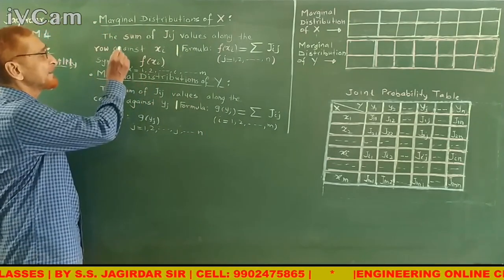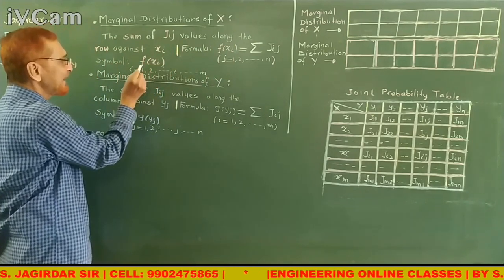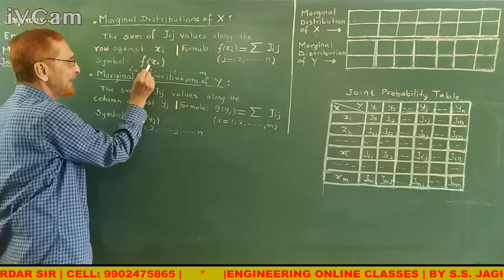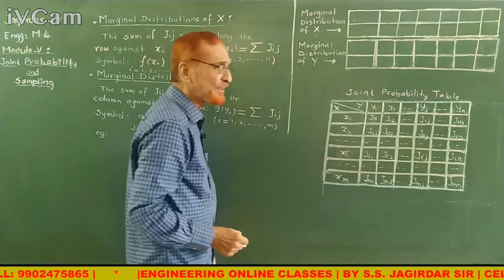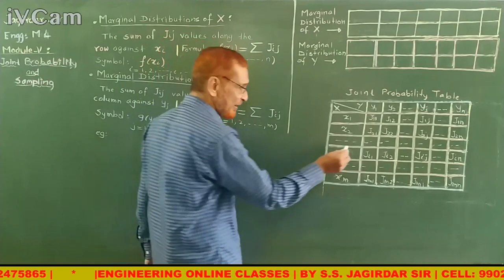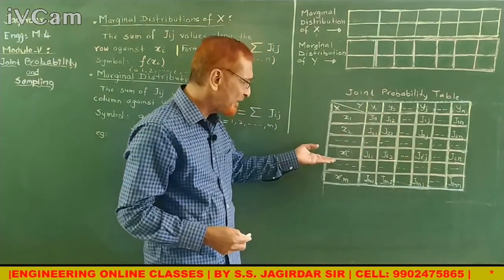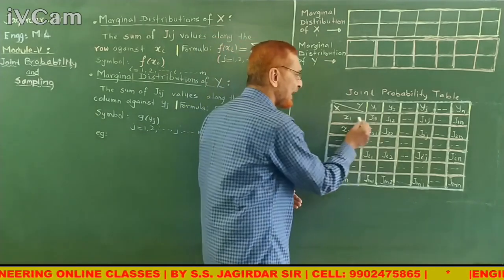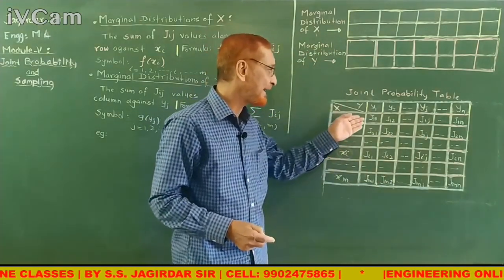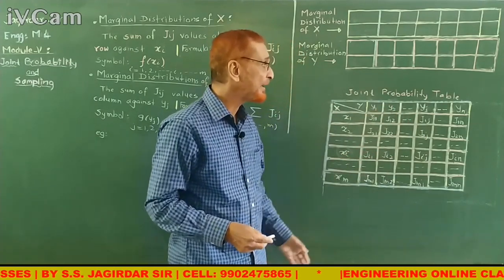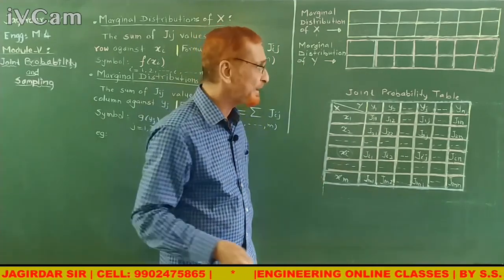Here you can see the sum of J_ij values along the row against xi is called f of xi. Here in the table you can see xi, and the values of J_ij against it along the row are 1, 2 up to n. If you take the sum of the values against x1, the sum of the values against x2, and this way for all the x values, the row sums are called the marginal distribution of x. So, those can be obtained in the table in this way.